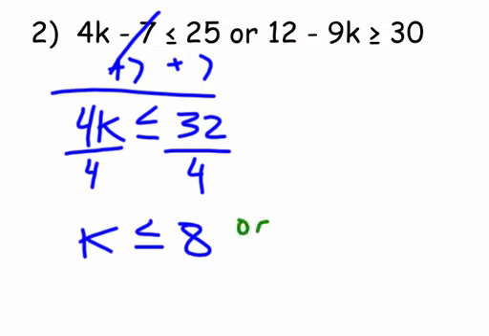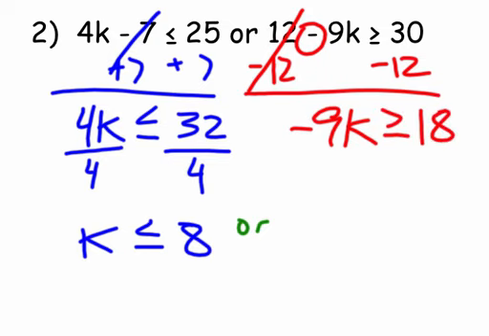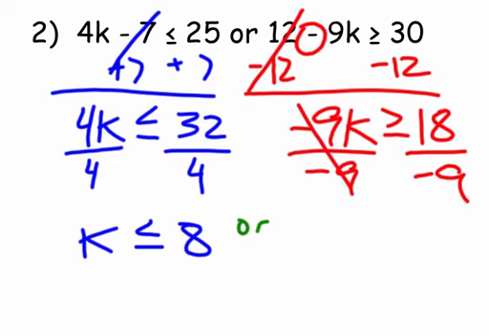And over here, can't do anything with that -9. It's connected to the k, so I got to get rid of the 12. So a -12, or subtract 12. That's gone. Don't forget your minus sign. I'll remind you that every time. -9k is greater than or equal to 18. Well, look what's going to happen. I'm dividing by a -9. So don't forget, if you divide by a negative, the sign needs to get reversed. All right, I flip my sign. And 18 divided by -9 is -2. Well, there we go. I can go ahead and graph these now.